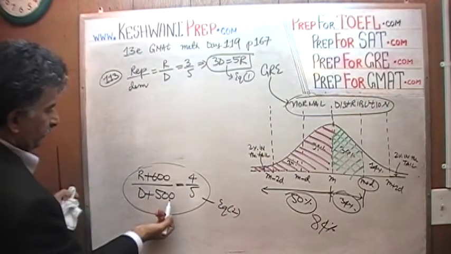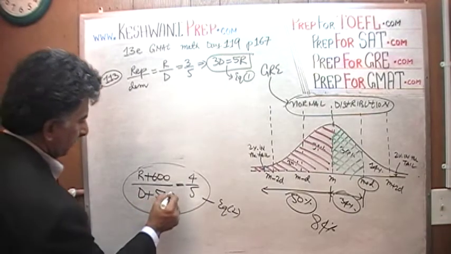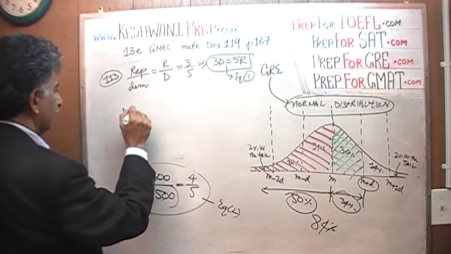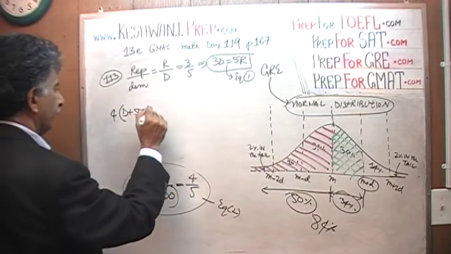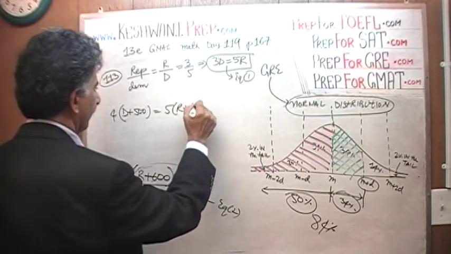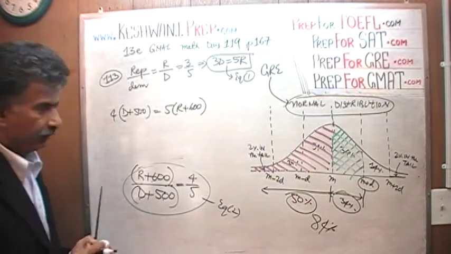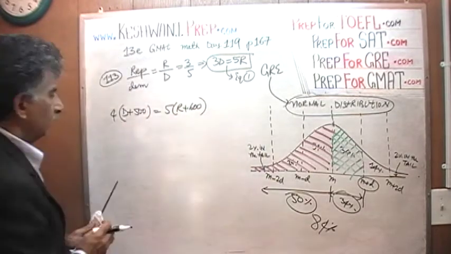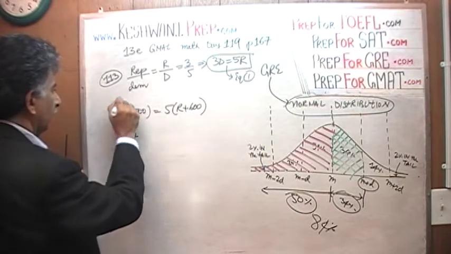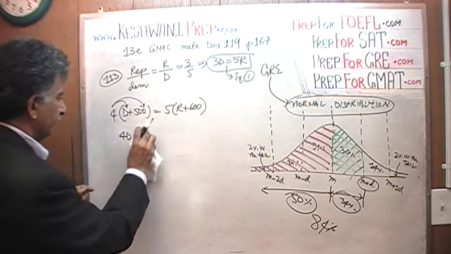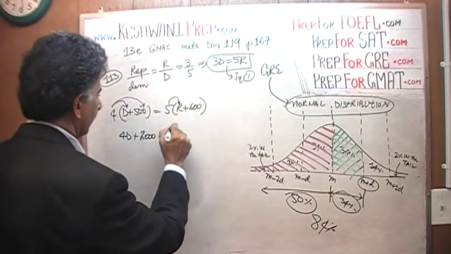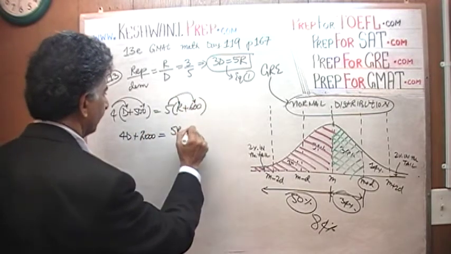So, continue with this one here. Cross multiply: D plus 500 times 4 equals R plus 600 times 5, which comes from the second equation. Let's open the parentheses. D times 4 is 4D. 4 times 500 is 2000. 5 times R is 5R. And 5 times 600 is 3000.